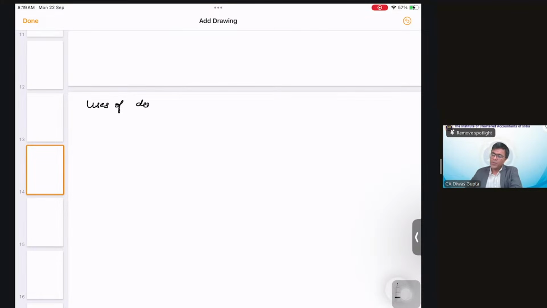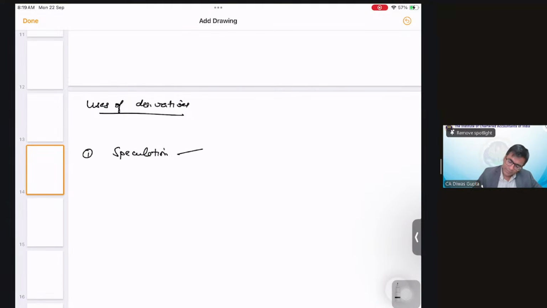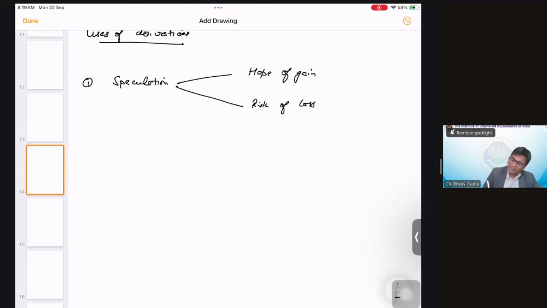Yeah. So let's come to uses of derivatives. So, speculation. What do you mean by speculation? Speculation means to speculate, to think on two lines. One is hope of gain, with a risk of loss. So there is a risk that we know there can be a loss, but at the same time, we are hoping that there will be a gain.